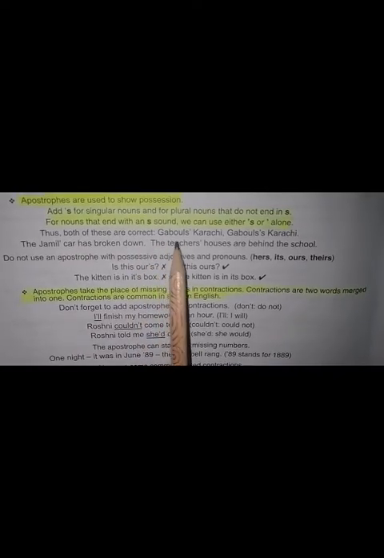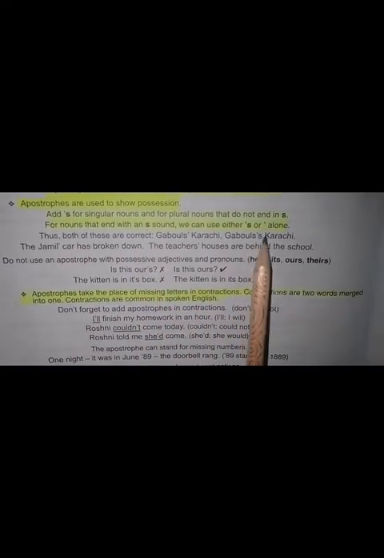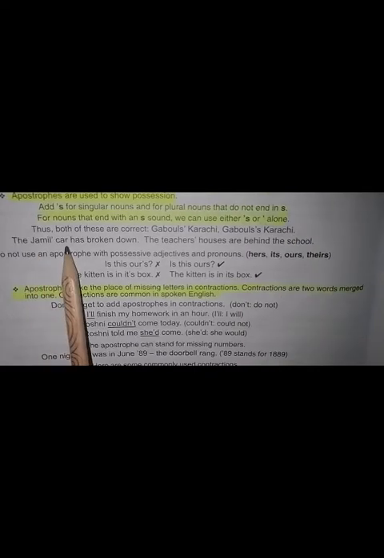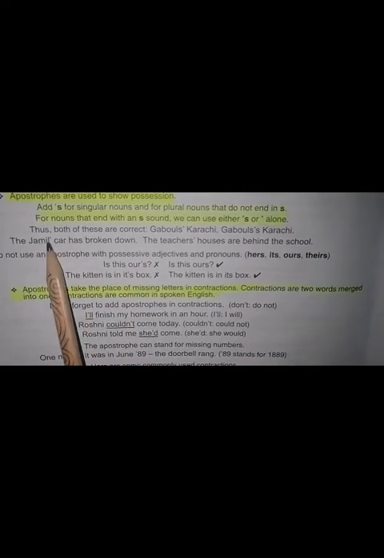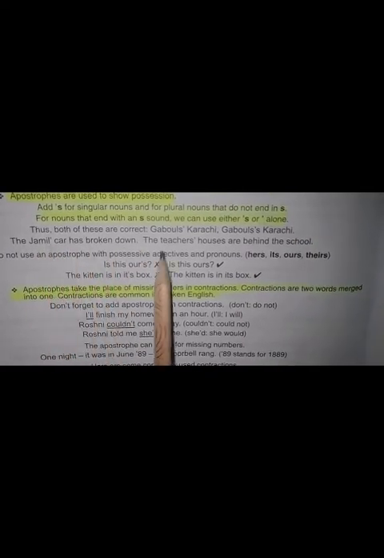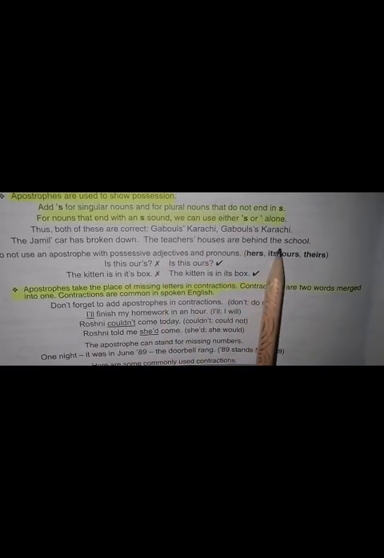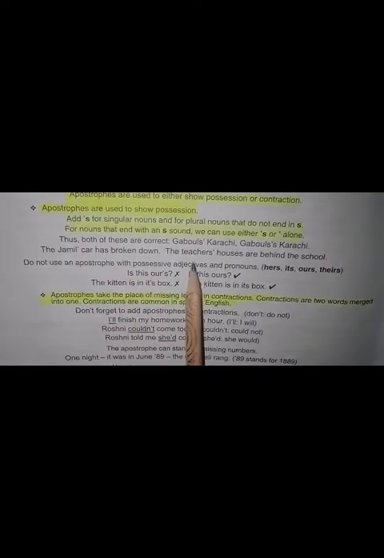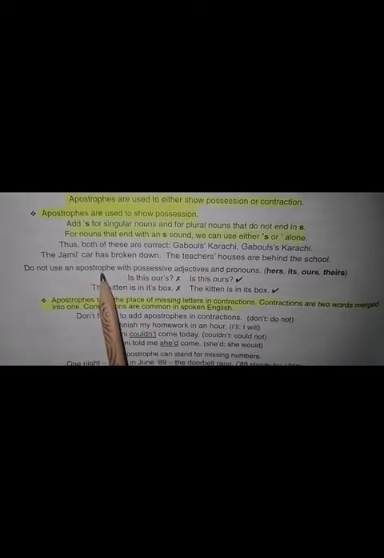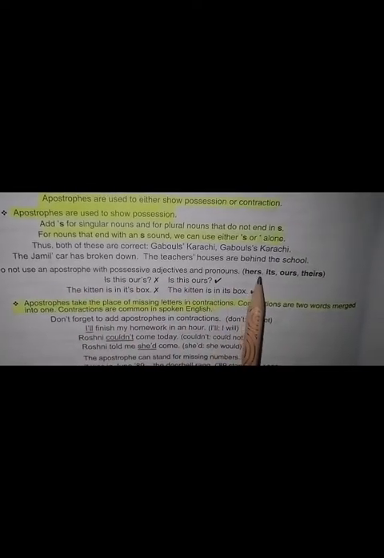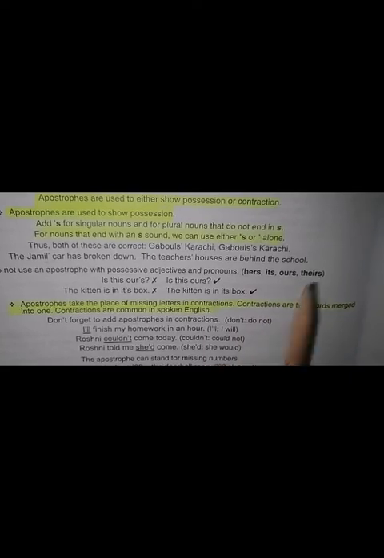For example, Ghalib's Karachi, Ghalib's Karachi. The Jamil's car has broken down, Jamil's car, with the s. The teacher's house is behind the school. Do not use an apostrophe with possessive adjectives. Remember this, do not use an apostrophe with possessive adjectives and pronouns. For example, hers, its, ours, theirs.